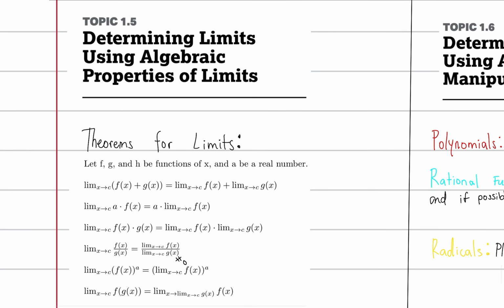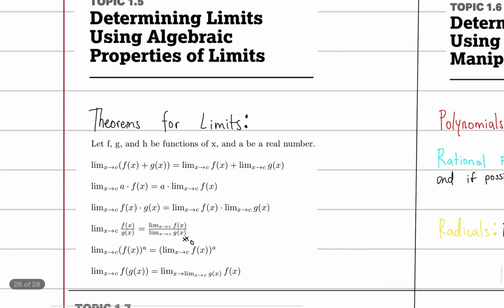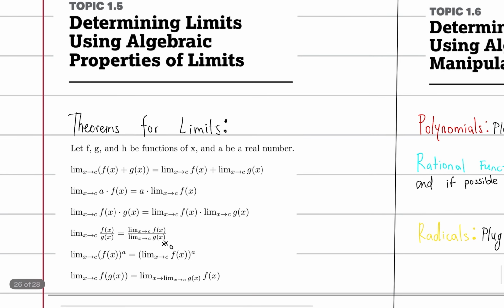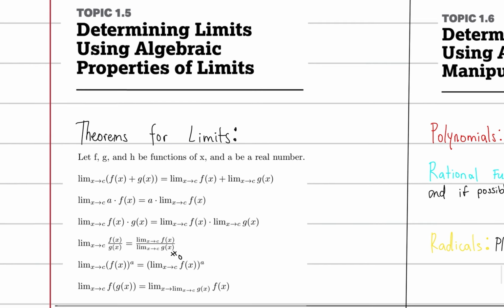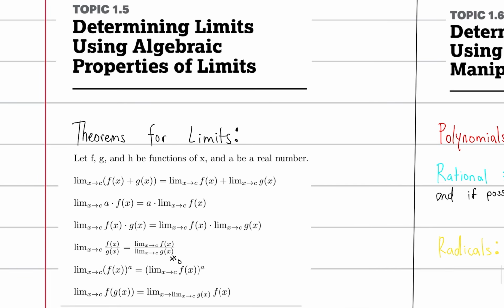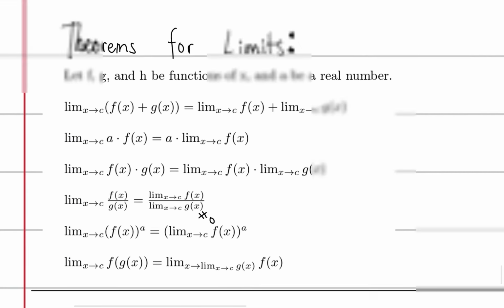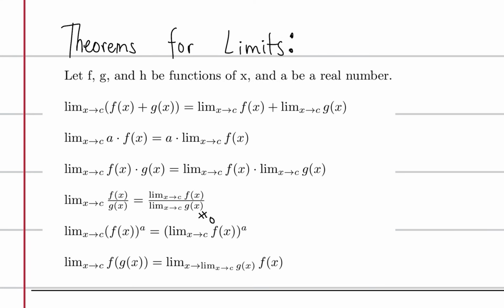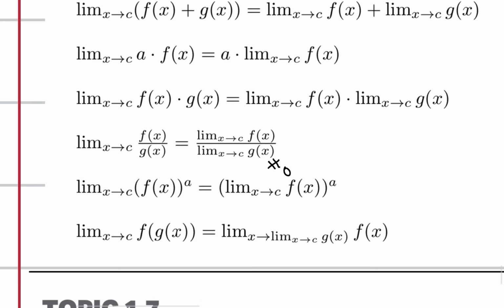Topic 1.5 is determining limits using algebraic properties. Right now, we're just going to look at the properties, then we'll solve some problems in a later topic. So, here are the properties or theorems that you need to know. The limit as x approaches c of a sum is the sum of the limits. We can factor out a constant for any limit. The product of two limits is just the product of the limits. The limit of a quotient is just the quotient of the limits, where remember, very important, the limit of the denominator cannot be 0. Otherwise, it's not true.